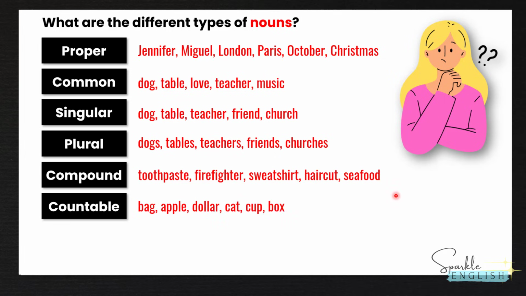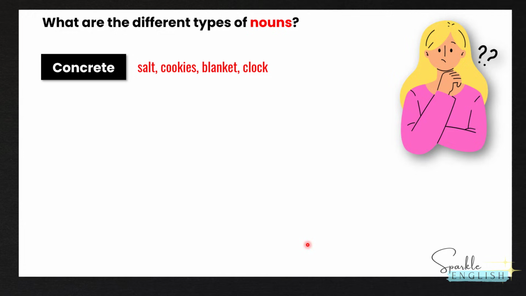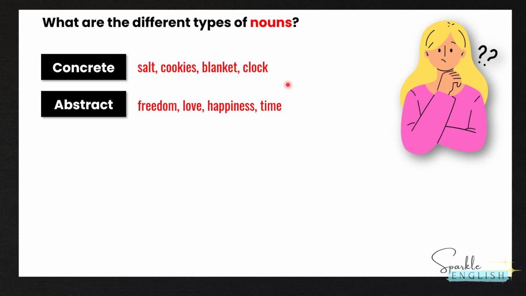We also have countable nouns, which are nouns that we can count. A bag, apple, dollar, cat, cup, box. We also have uncountable nouns, which are nouns we cannot count. Rice, money, water, air, love. We have concrete nouns. Concrete nouns are things that we can experience with our senses. Salt, cookies, blanket, clock. And we have abstract nouns, which are ideas, things we can't experience with our senses.